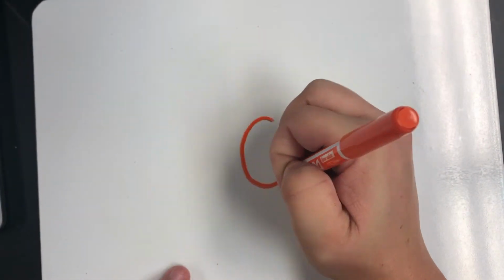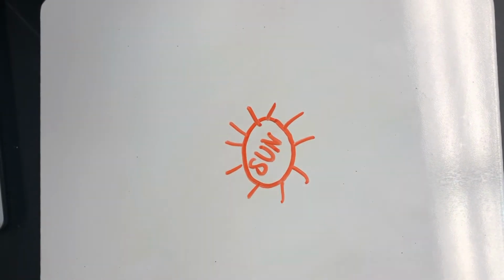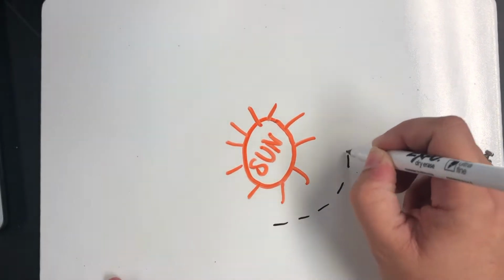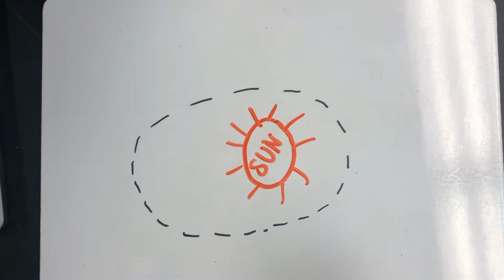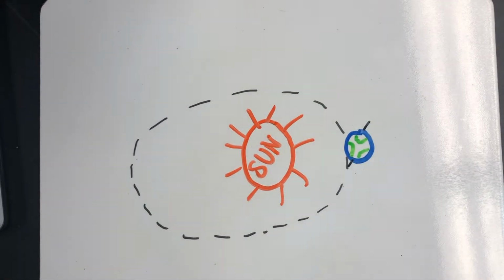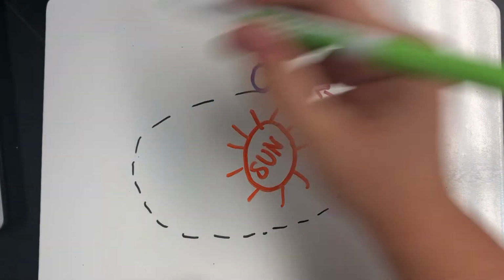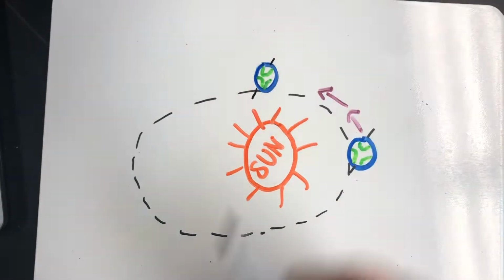While the Earth is revolving around the sun, it is following a specific path. That specific path is called an orbit. Earth's orbit is not a perfect circle. It follows along a slightly elongated circular path, or ellipse.